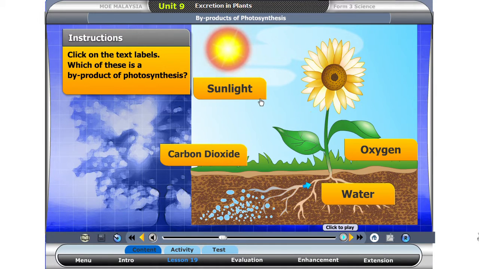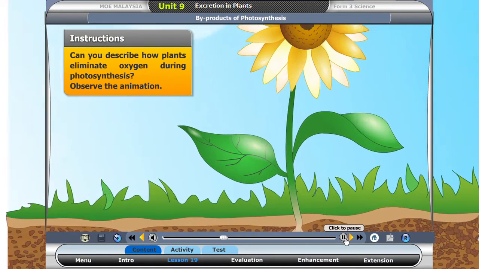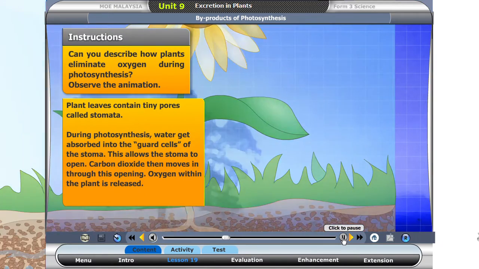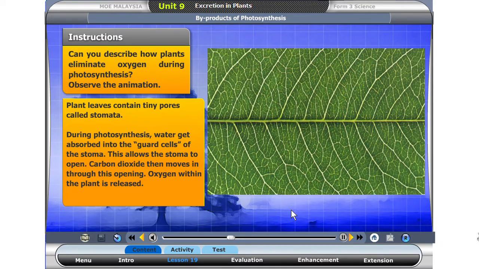Plants need sunlight to carry out photosynthesis. Plants need carbon dioxide to carry out photosynthesis. The byproduct of photosynthesis is oxygen. Plants need water to carry out photosynthesis. Photosynthesis occurs at the leaf. Let us take a closer look at the leaf.